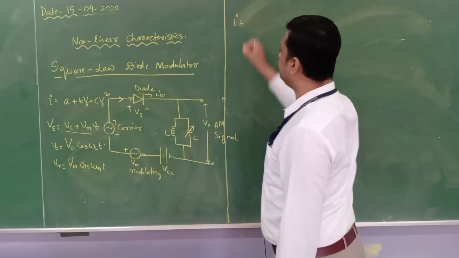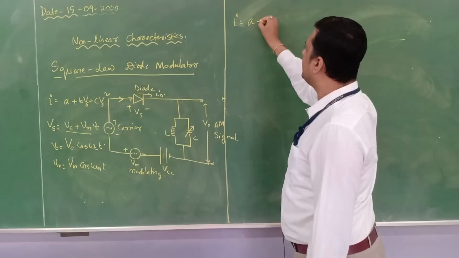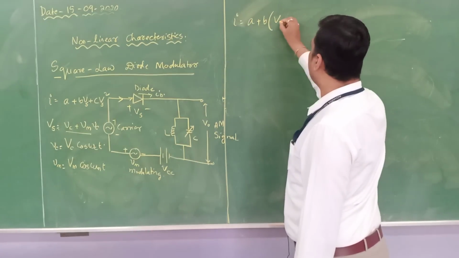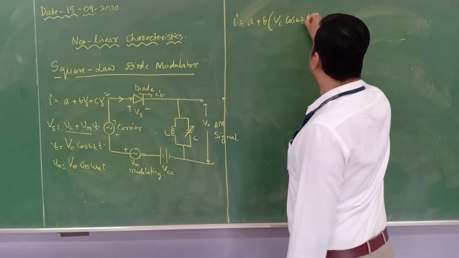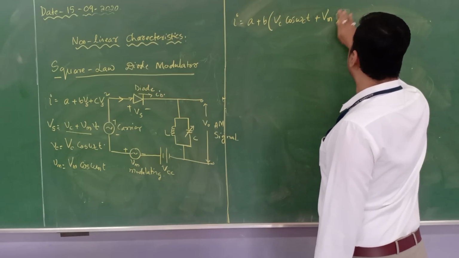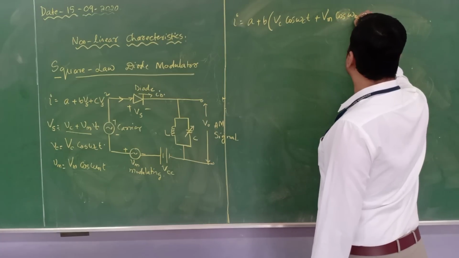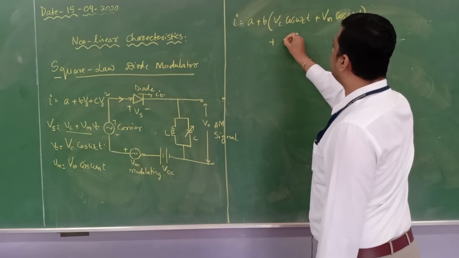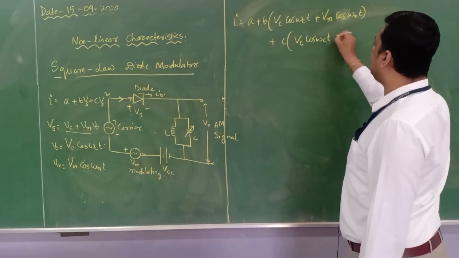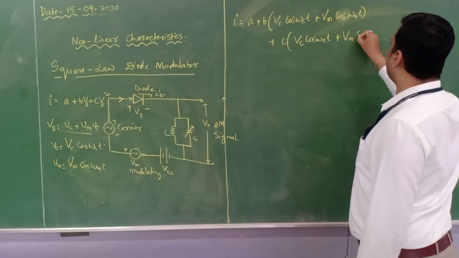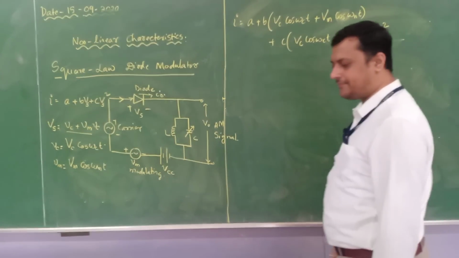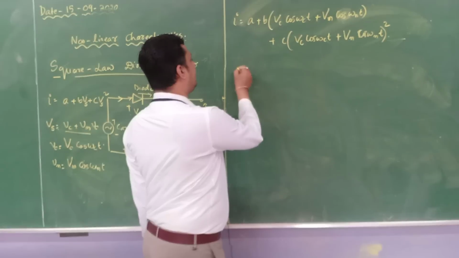So output current A plus B. What is Vs? Vs is equal to Vc cos omega Ct plus Vm cos omega mt. Then plus C into (Vc cos omega Ct plus Vm cos omega mt) whole square. Now you need to expand this relation.